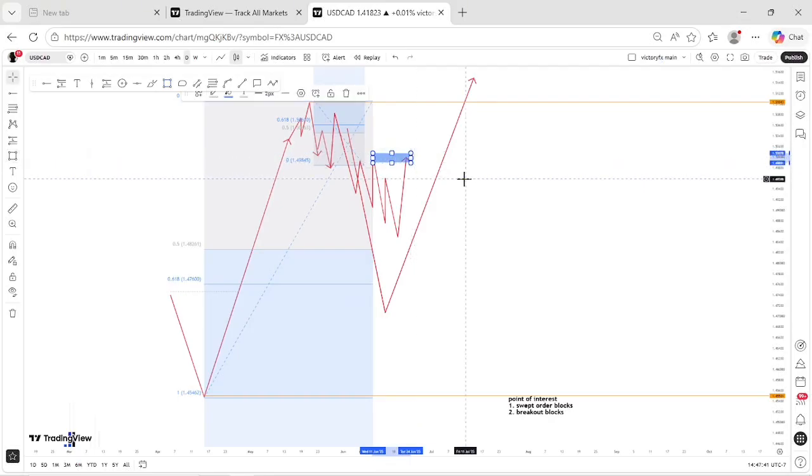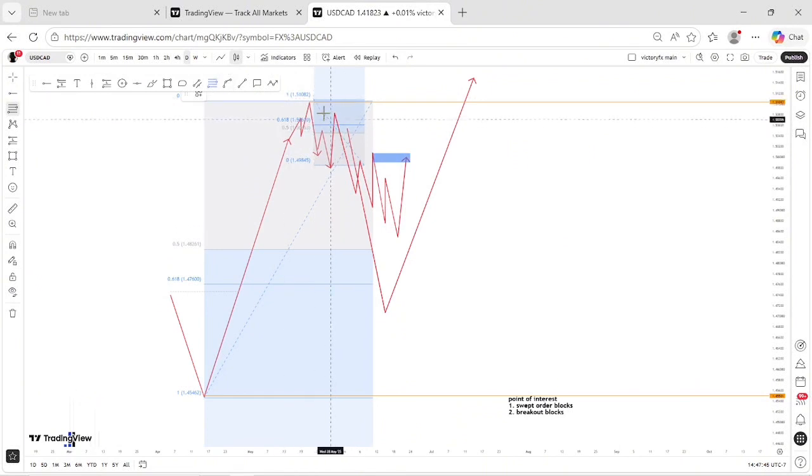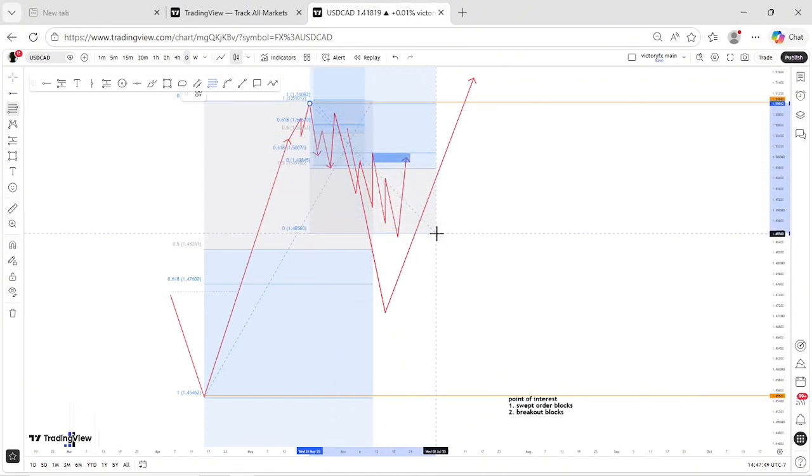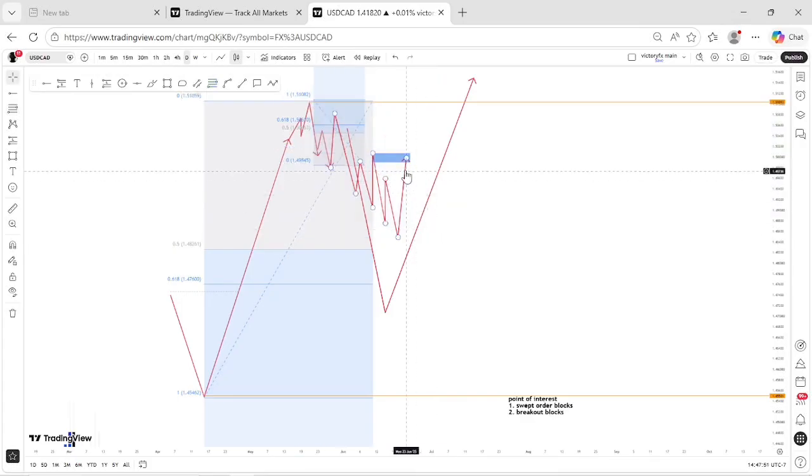Now, do I take this setup? I don't know. How do I know? I draw my Fibonacci from the highest point to this point. So it's in discount. I can now sell off.